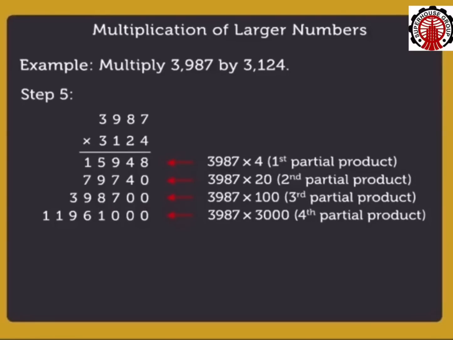Step 5. Now, add the four partial products obtained, that is, 15,948 plus 79,740 plus 3,98,700 plus 1,19,61,000 to get the answer, which is equal to 1,24,55,388.